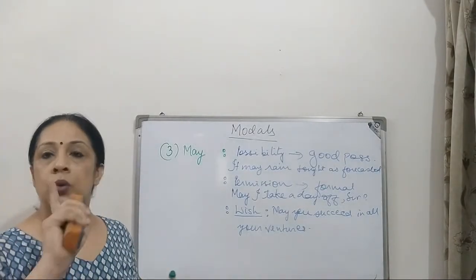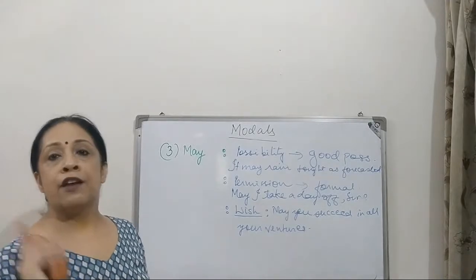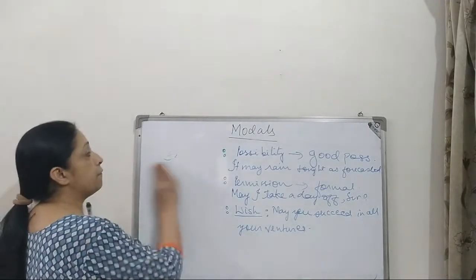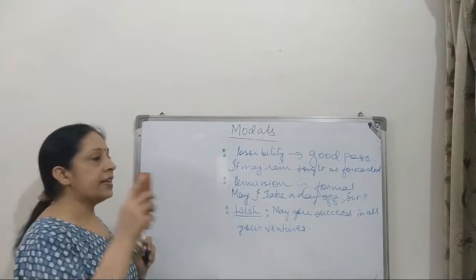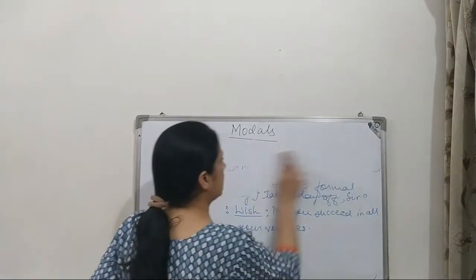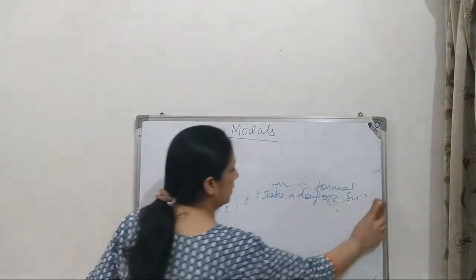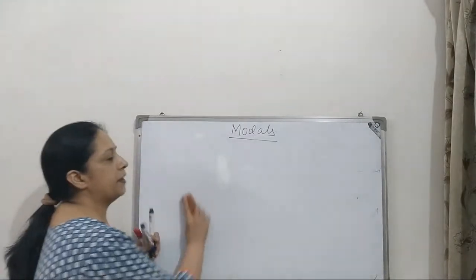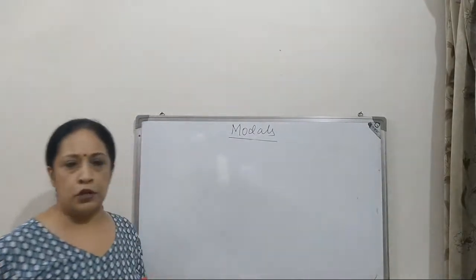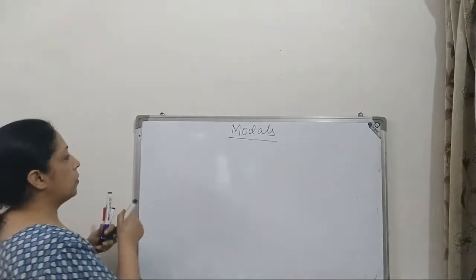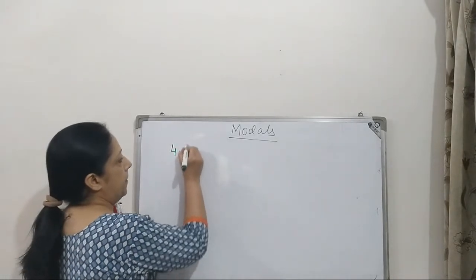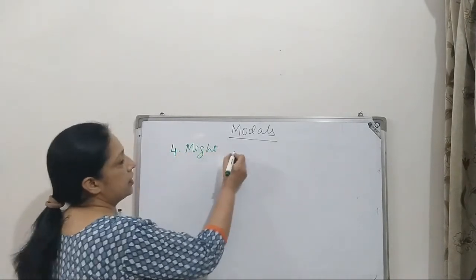But might has got only one function, and that is weak possibility. Weakest is could, weak is might. Alright, so the fourth one, I think we have 11 or 12 altogether.